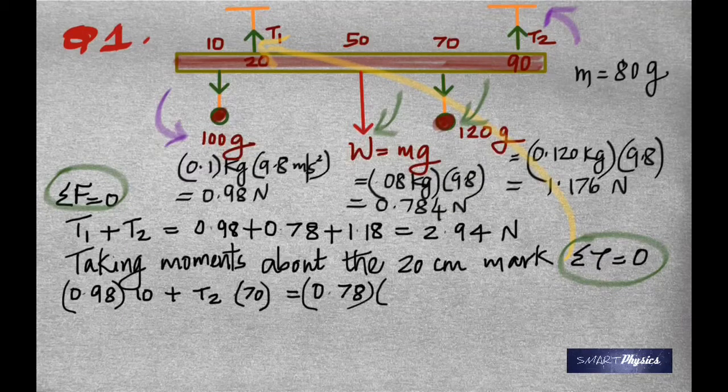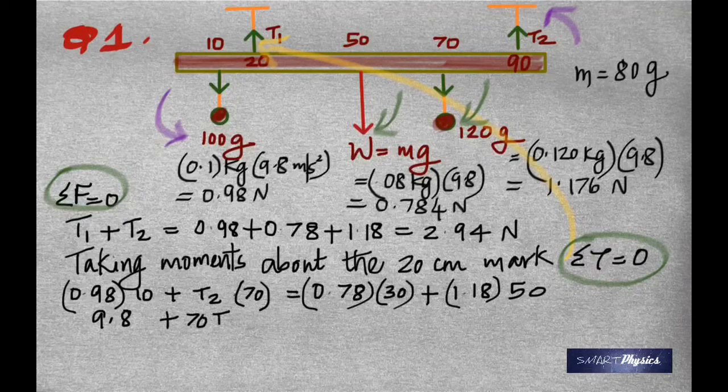0.78. All right, so what's the distance of that one? Isn't it 30? Yes, it is, because it's acting at 50. We're taking the torque about 20, so it's 30. Plus, what's the distance of the 120? Isn't it going to be 50? Yes, 50 centimeters. So multiplying that, you get 9.8. This is 70 T2. And then when you multiply and add those two numbers on the right-hand side, you get 82.4.